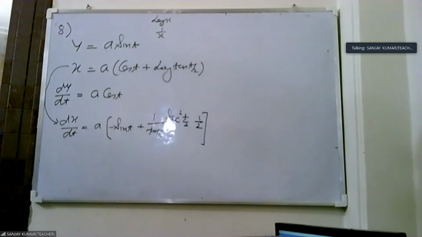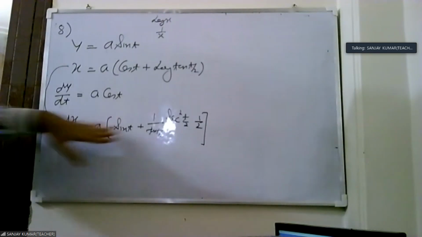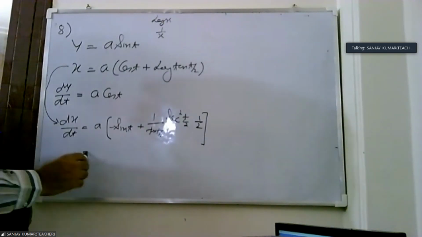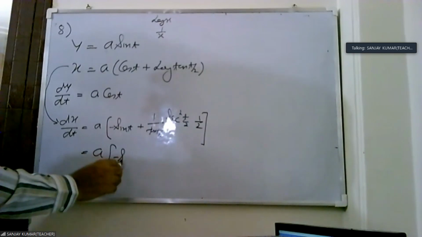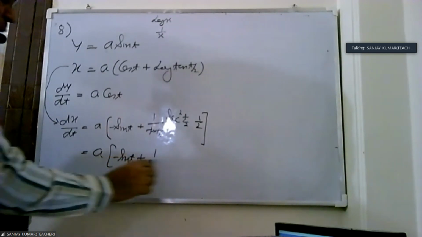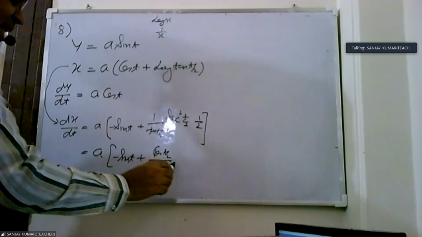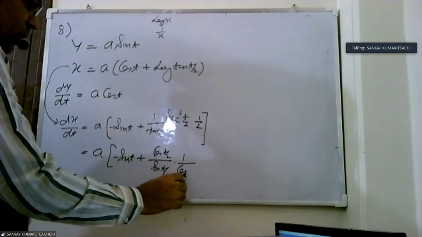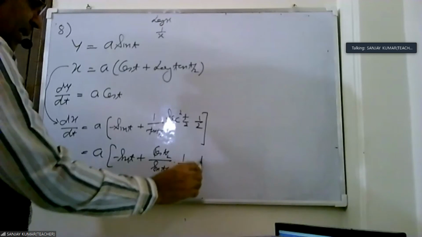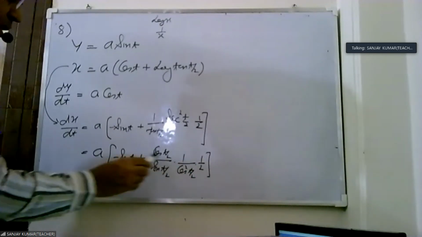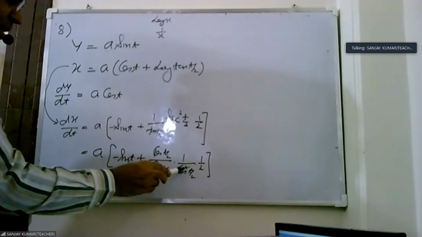But now the problem is that dx by dt is very big, right? When we divide, it is a big term, so we simplify first. That is minus sin t. Tan t by 2 is sin t by 2 over cos t by 2. Then sec square t by 2 is 1 upon cos square t by 2. Then it is half. Here cos is cancelled with cos.